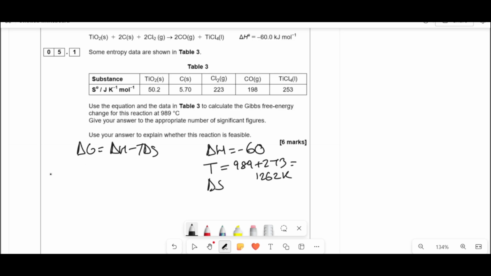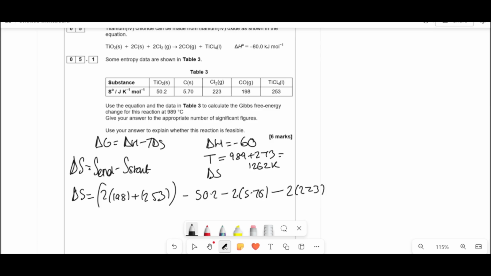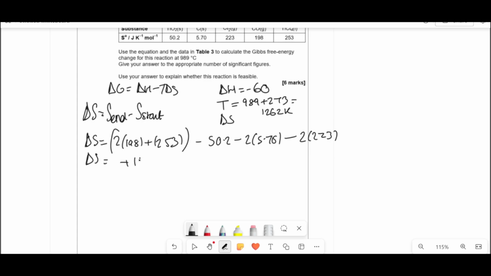We do not have delta S. Delta S is going to be S end minus S start. Generally speaking, any change in something is always the end minus the start, right? So it's the entropy at the end minus the start. So delta S equals the entropies of 2 lots of CO, which is 198, plus 1 lot of TiCl4, 253, minus the start stuff. So TiO2, this is one of them, 50.2, minus another, actually we could do minuses for all of them, that's probably easier. 2 lots of 5.70, minus chlorine, minus 2 lots of 223. If I do that, I get delta S to equal plus 141.4 joules per Kelvin per mole.